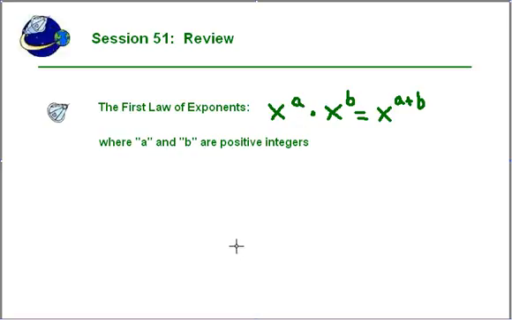Quickly reviewing, our first law of exponents states that when you have some variable x raised to the a power and you're multiplying it by that same base, x, to the b power, your answer is going to be x to the a plus b. You add the two exponents together. And the stipulation is that a and b, in this case for the first law of exponents, are both positive integers. That'll wrap up session 51.